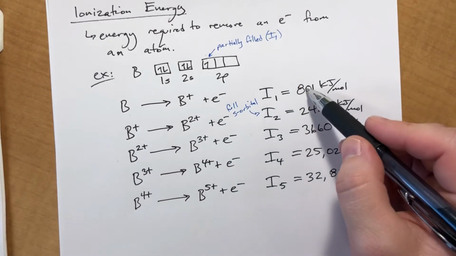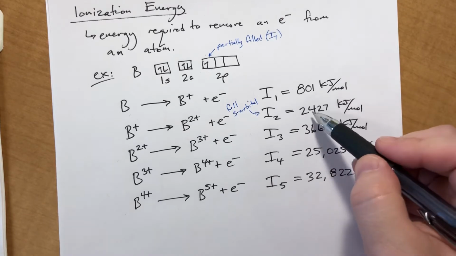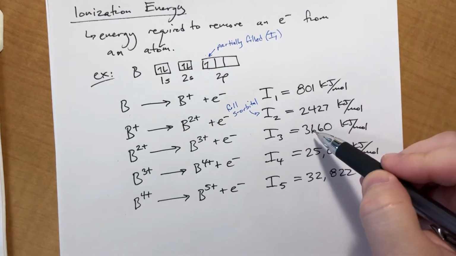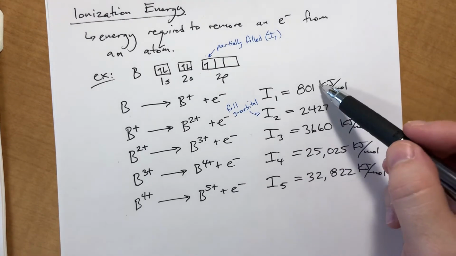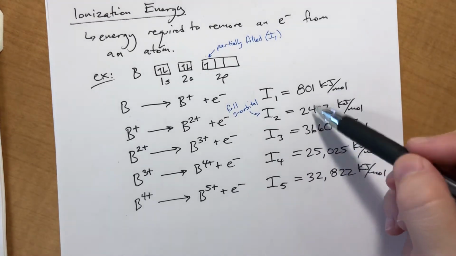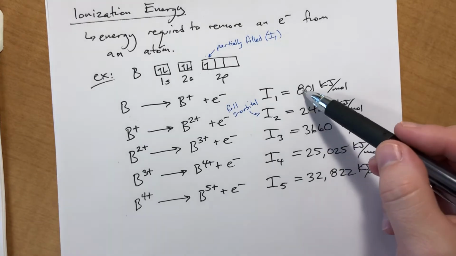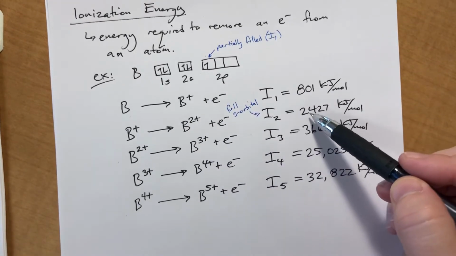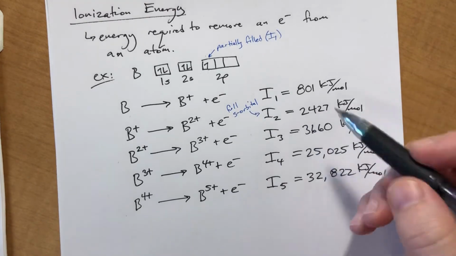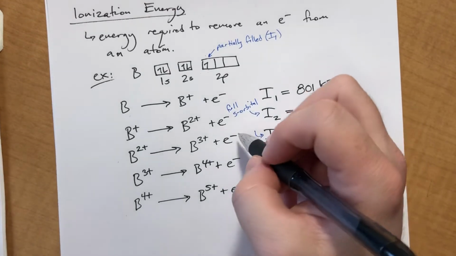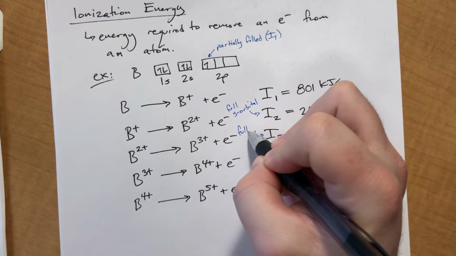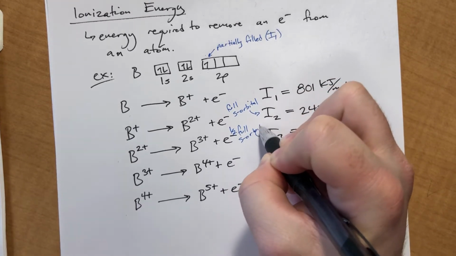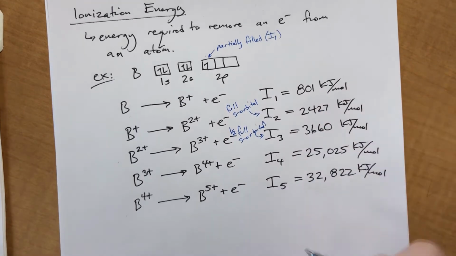You'll notice that the jump from I1 to I2 is almost like 1600, a little more than 1600 actually, but the jump from I2 to I3 is like 1200. So the first trend we're seeing is these keep getting bigger, but it's actually a bigger jump from ripping off the first one to the second than it is from ripping off the second to the third. This one only has a half full s orbital, which means it's actually pretty easy to rip apart.